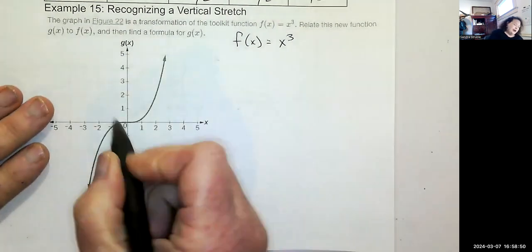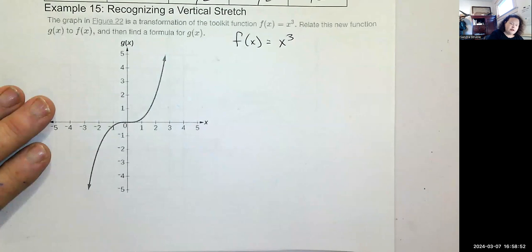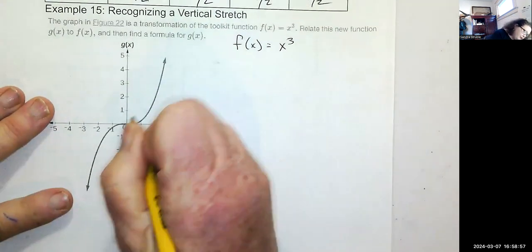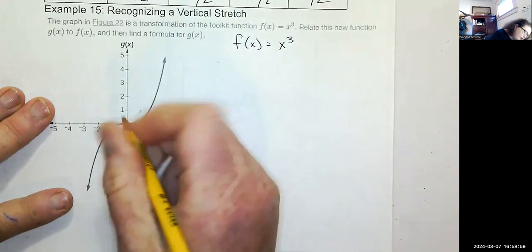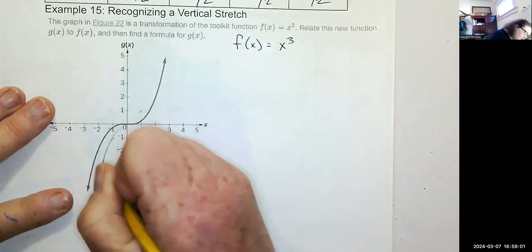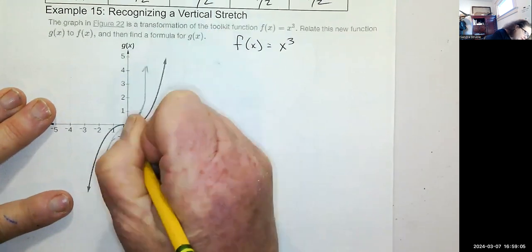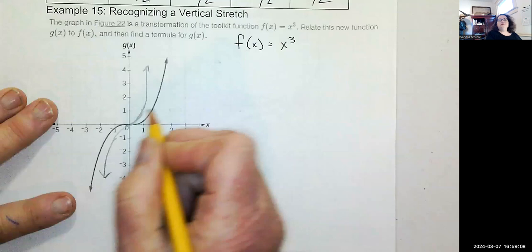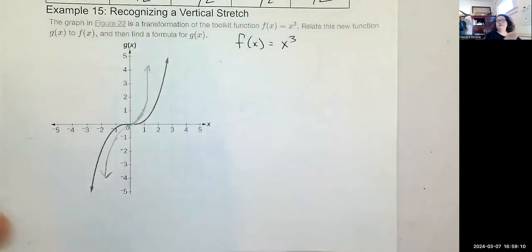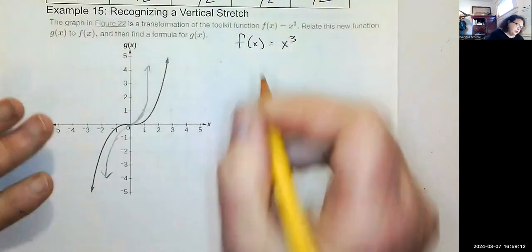It's getting a little flatter here because the original one of these functions would look like this. The original cube would go through 1, 1 and -1. So it would be a little bit more like this. So you can see that this one is doing something a little bit different. So let's find out what it's doing.